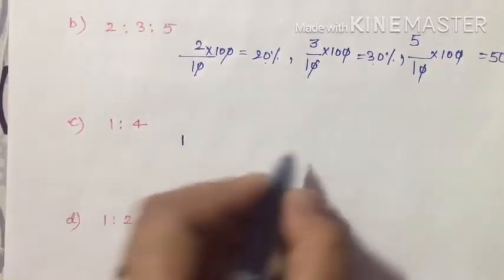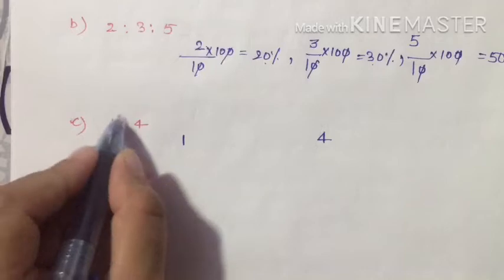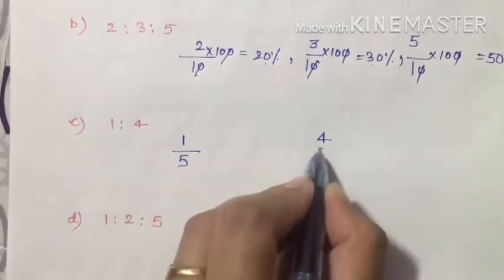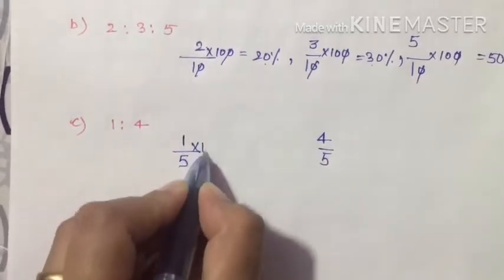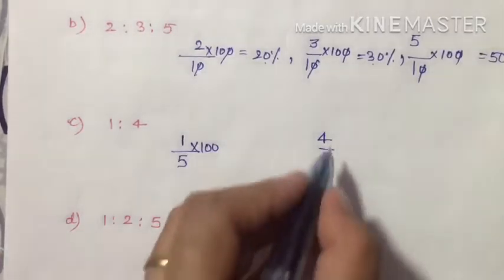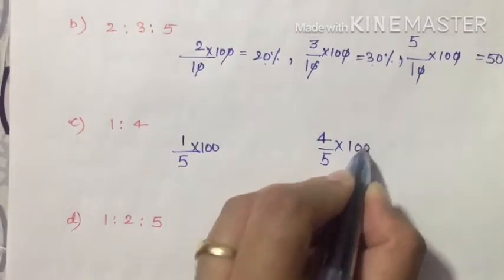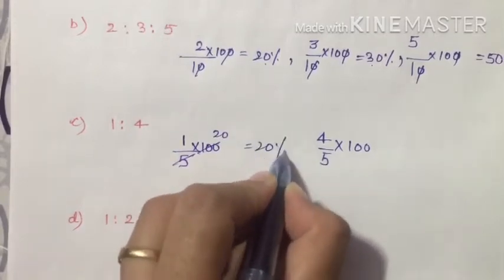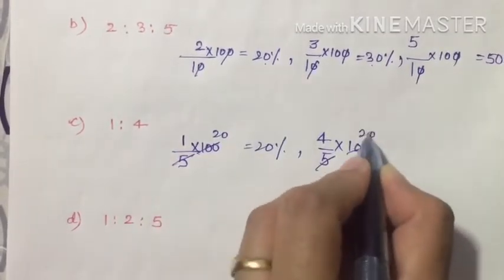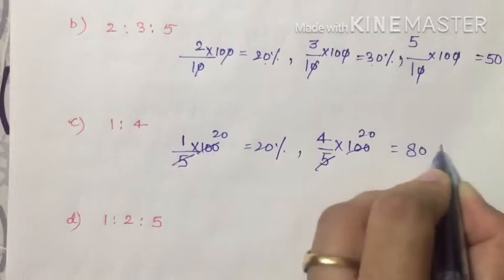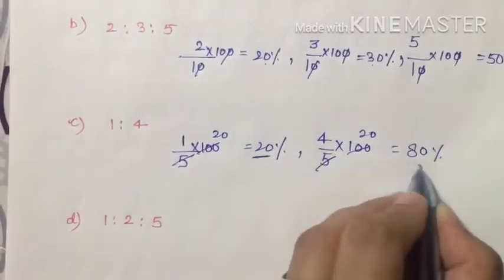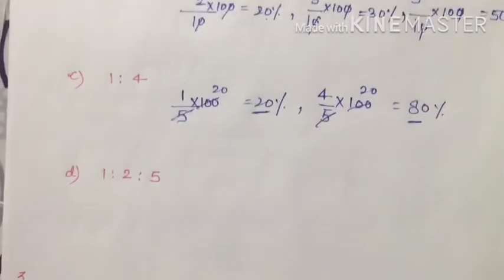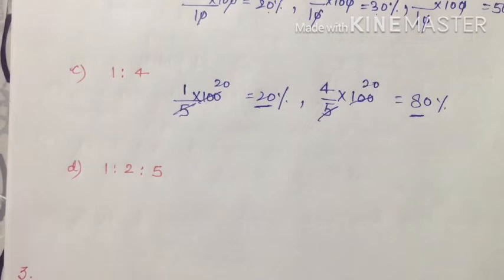Now you may write 1 here, 4 here. Total of 1 and 4, 5. Here also 5 will come. If you want to convert it into percentage, multiply by 100. Here also we will multiply by 100. 100 divided by 5, it will be 20%. Now 20 multiply by 4, it will be 80%. Now see, 20, 80, 100, no? So this is verification to check whether we are doing correct or wrong.